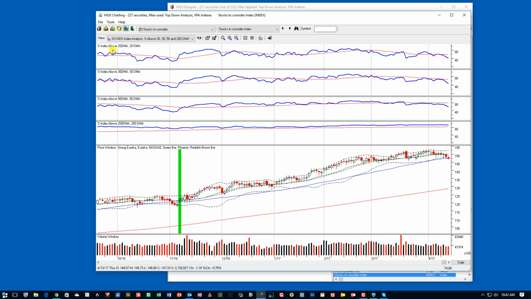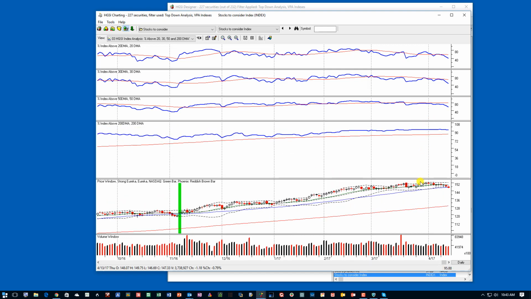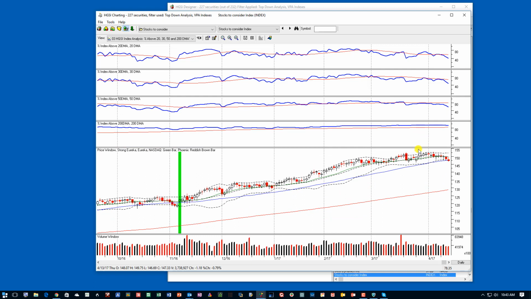Now this particular chart shows us a percentage of the 226 stocks that are above their 20-day moving average, and you can see that this line has been falling. The same for the percent above the 30-day and the percent above the 50, and above the 200 it's still relatively strong, but you can clearly see deterioration in this group of stocks.